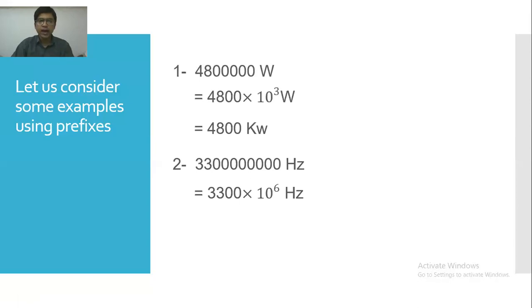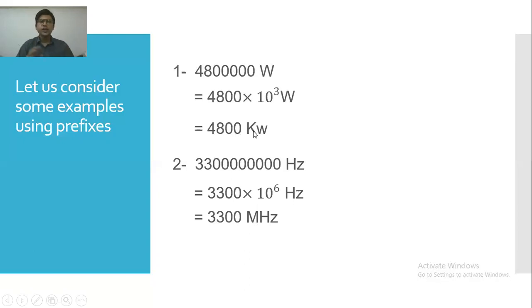Here I have shifted the decimal 6 times towards left. That is why I have written 10 raised to the power 6, or you could say exponent 6 hertz. Then I have replaced exponent 6 by mega. In this way, this big number with 10 digits, I have written with 4 digits by using the prefix mega. And in the first example, a number of 7 digits, I have written in 4 digits, and I've used the prefix kilo.